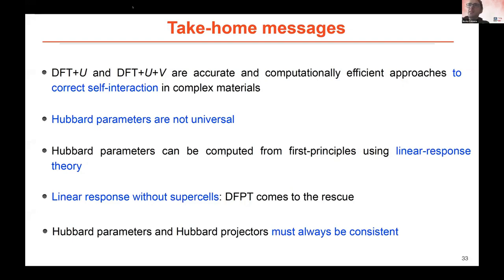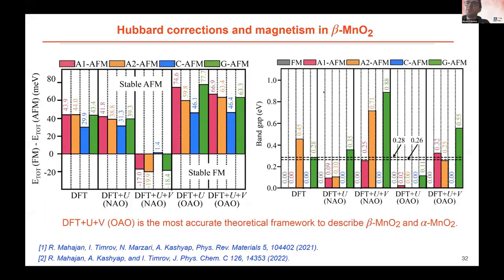Great, thanks. Then there is another question. Another method for computing U is the ACBN0 method, and its recent extension to V. It is computationally very cheap as it doesn't require any response calculation. Could you compare it with constrained DFT?